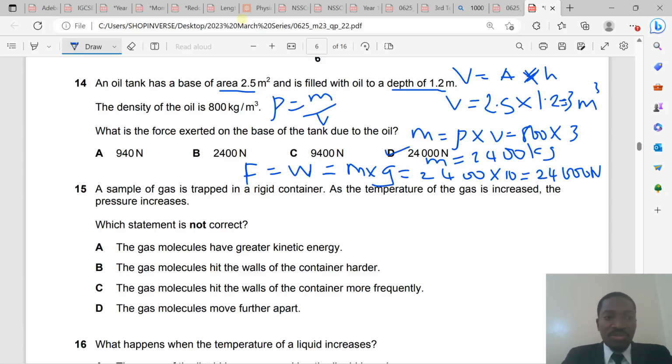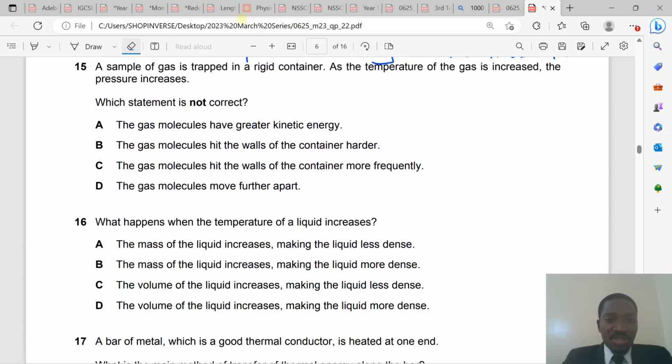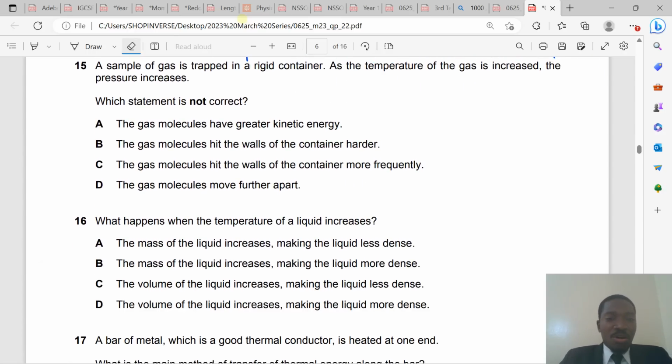We go straight to question 15. Question 15 says, a sample of gas is trapped in a rigid container. As the temperature of the gas is increased, the pressure is increased. Which statement is not correct? A. Gas molecules have greater kinetic energy. Yes, if temperature is increasing, it also means kinetic energy is increasing because temperature is related to the average kinetic energy of molecules.